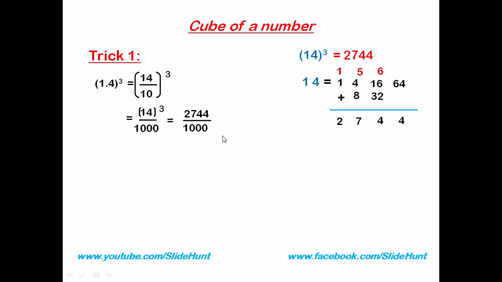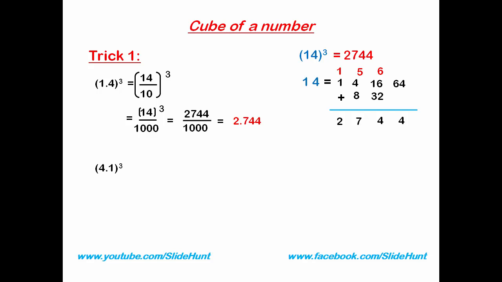14 cube is 2744. Now count how many zeros are there in 1000. There are 3 zeros. So add a point after 3 digits starting from the right hand side. So the cube of 1.4 is 2.744. It's very easy.